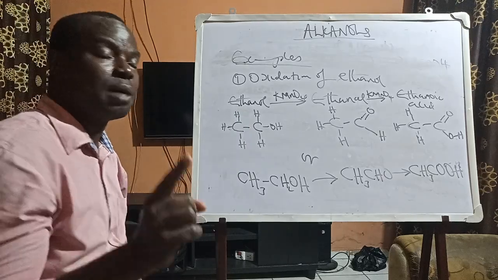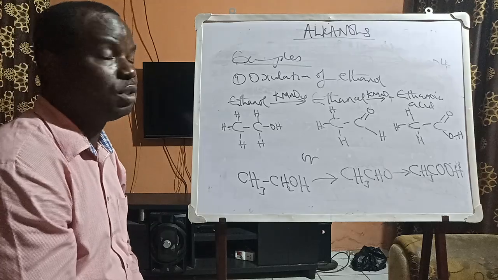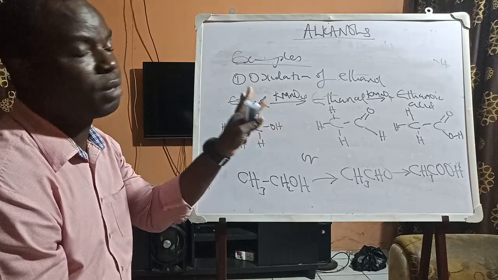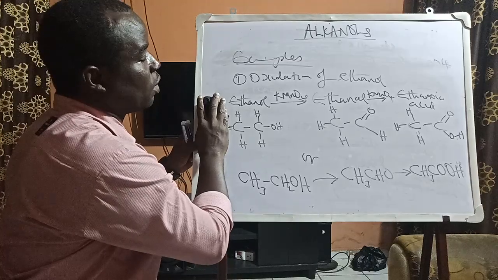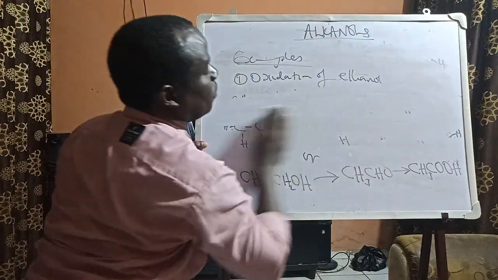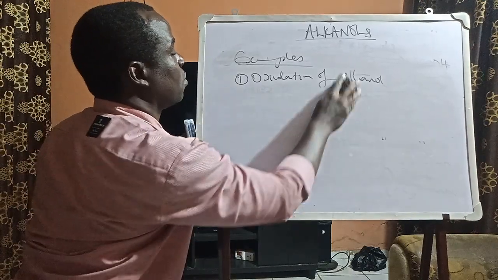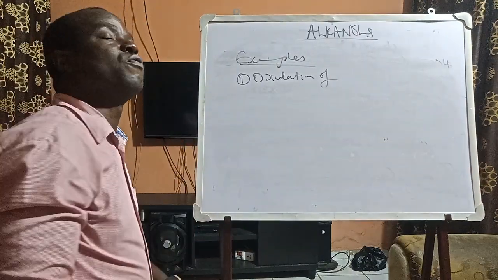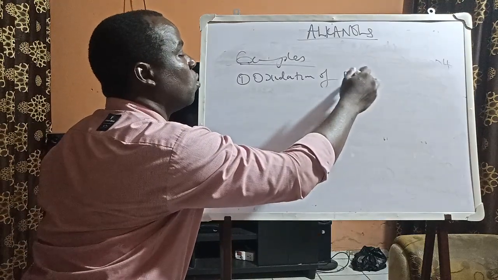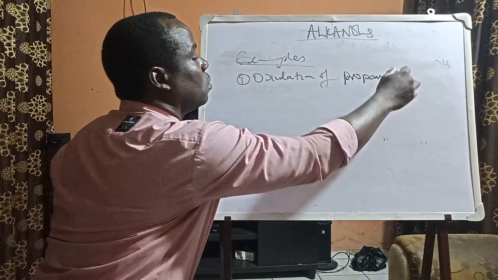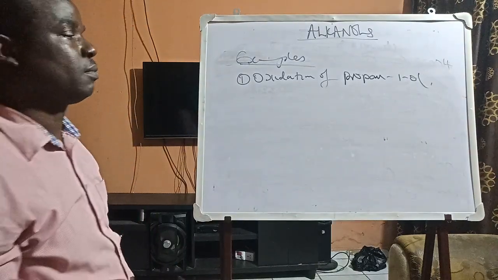Now let me do one more example. Then I will ask you to try some by yourself. This one is oxidation of primary alkanols. Okay, so now let's take it further. Now let's do oxidation of propan-1-ol. Propan-1-ol. Let's talk about it.